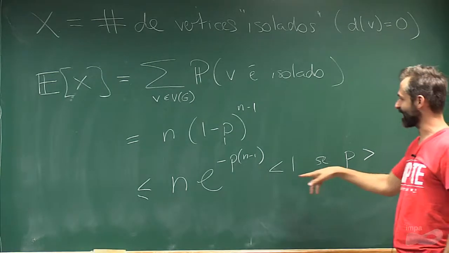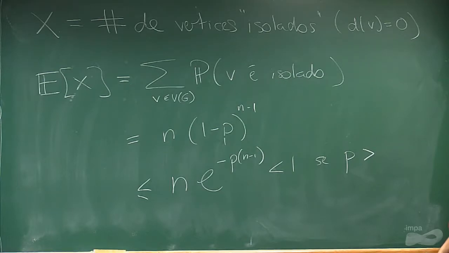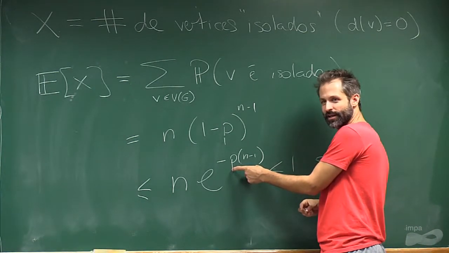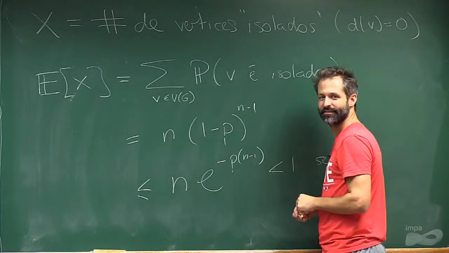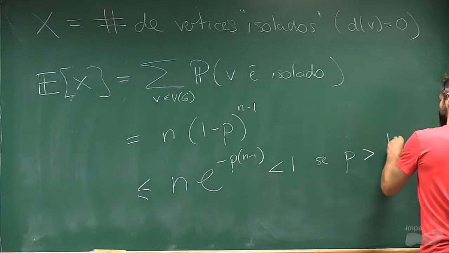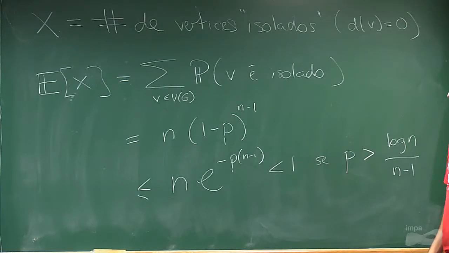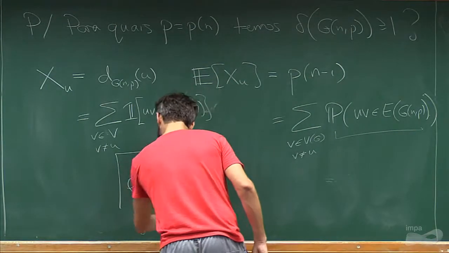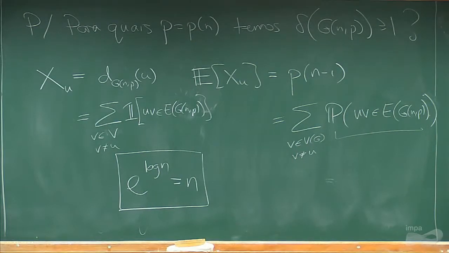So I would like to know exactly. How do you solve this? Yeah, exactly. So this thing should be strictly bigger than log n. E to the minus log n is 1 over n. So this should be bigger than log n over n minus 1. Fact: e to the log n equals n. It's a deep fact that you may remember from your early education. Okay. So if p is bigger than about log n over n, then there's some chance that we have no isolated vertex.